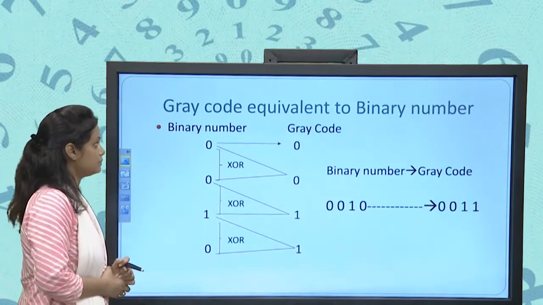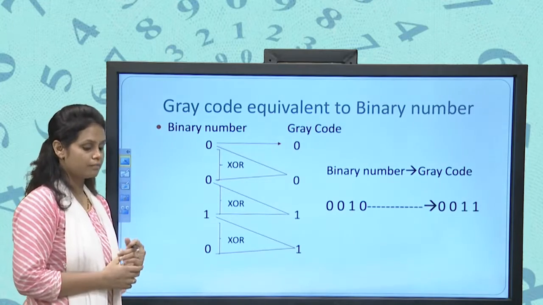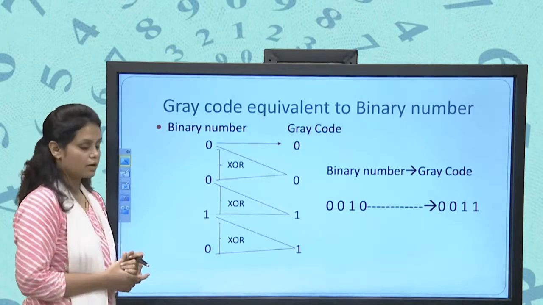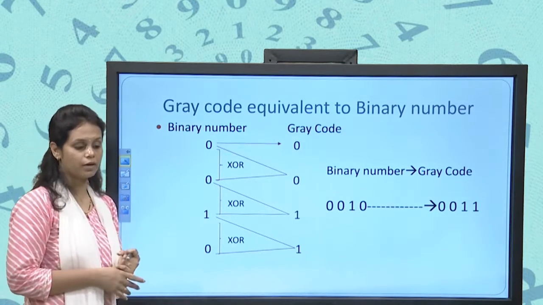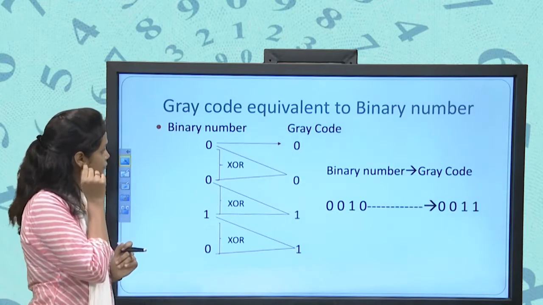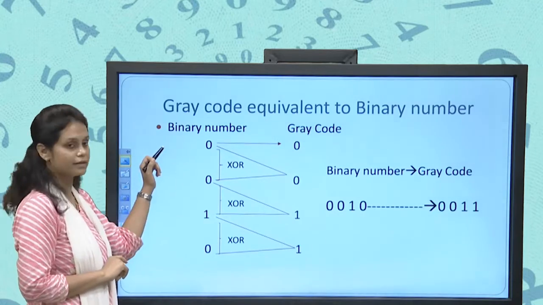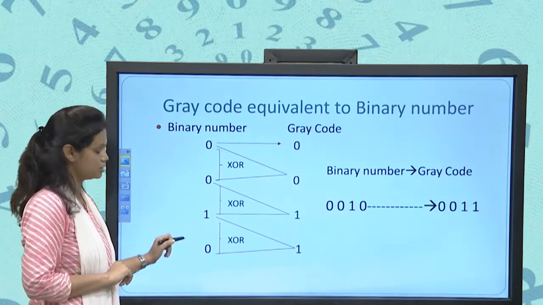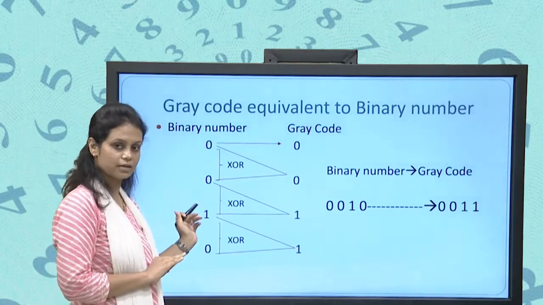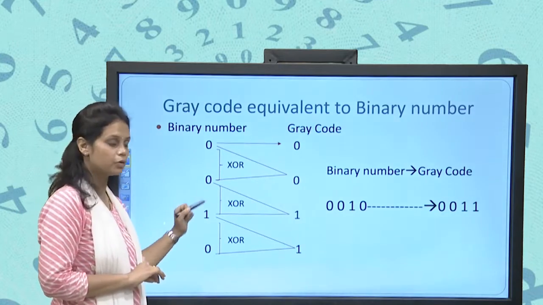Now first of all we will see how we will find the gray code. Suppose in any example the gray code is given, or otherwise the binary number is given, and how we will convert from one format to the other. We will see one example. We have one binary number, that is 0010. Now we are trying to convert this binary number to the gray code.